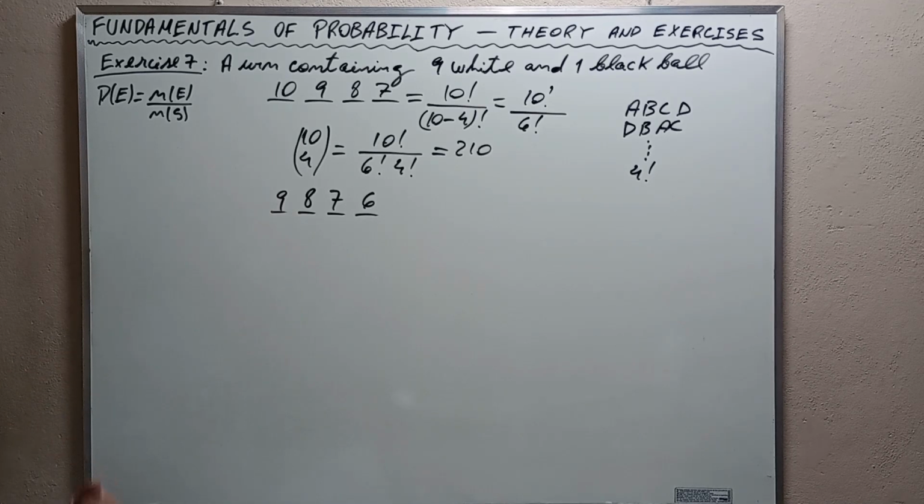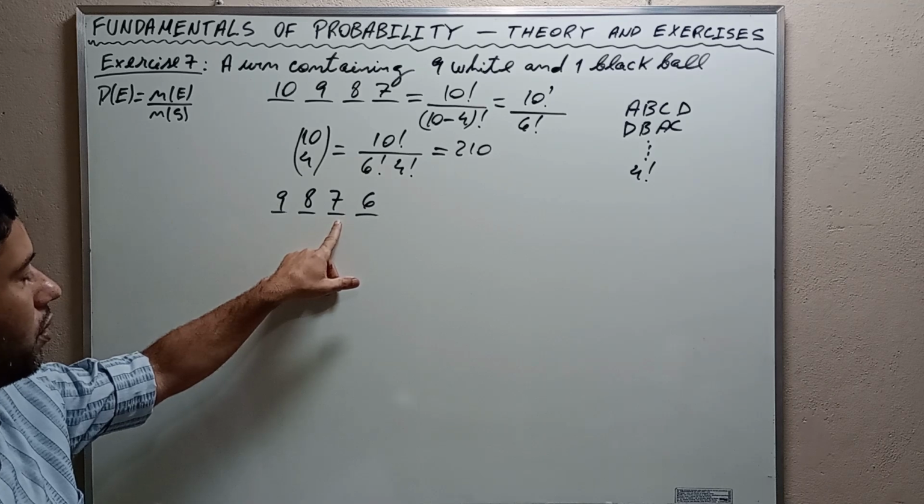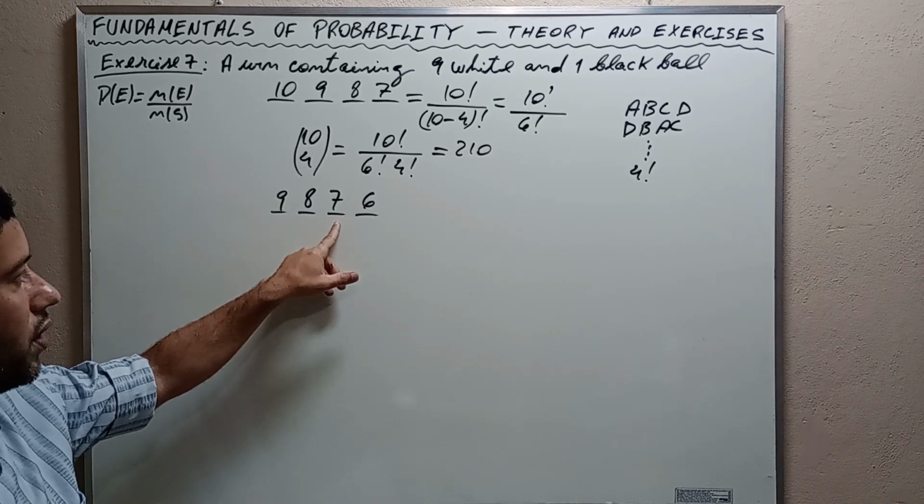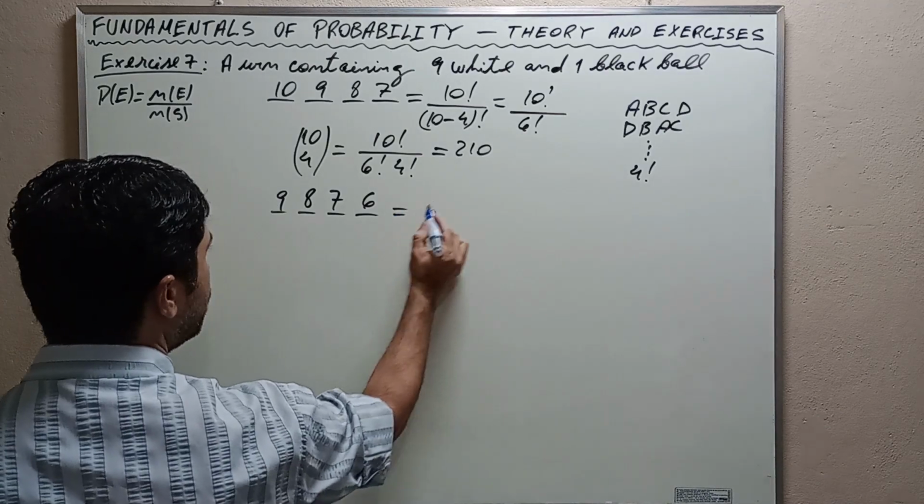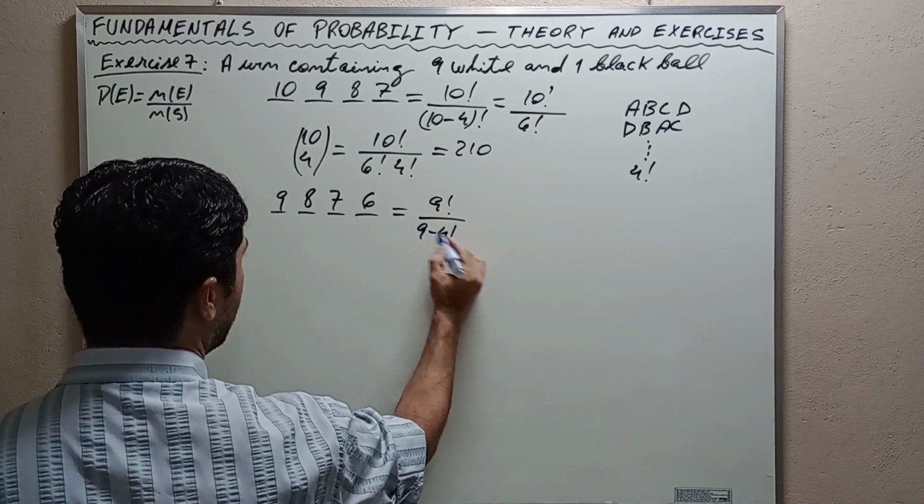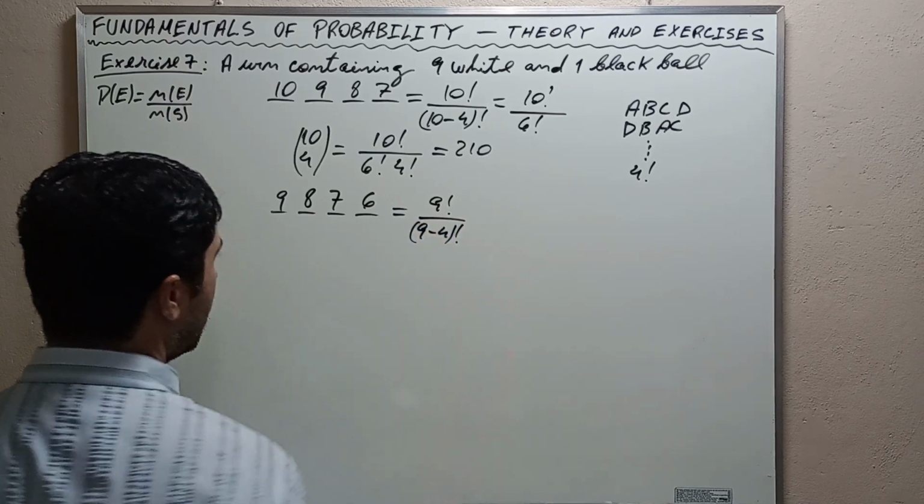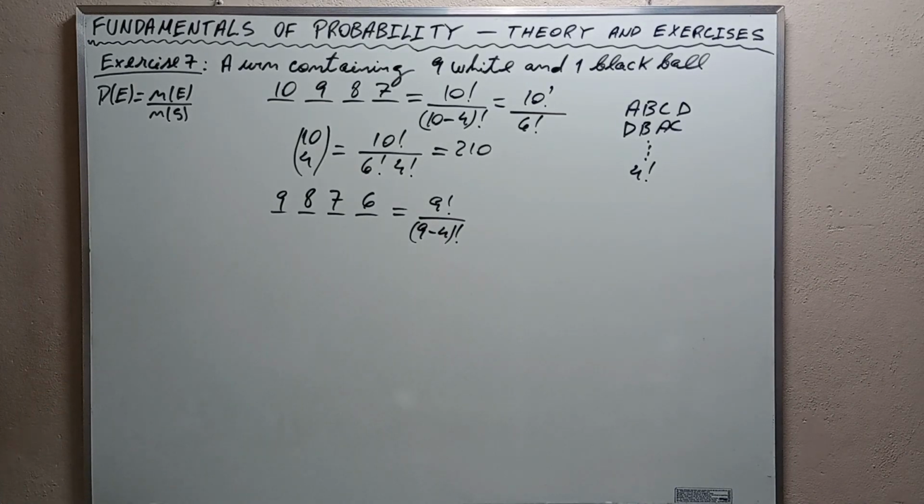And as we already removed 2 balls, for the third selection we are not going to have 9 or 8 anymore. We're going to have 7, and for the last selection, we're going to have 6 possibilities of choosing white balls. Okay? And this is equal to 9 factorial divided by (9 minus 4) factorial. And this is half of the problem. We have to remove the repetitions.